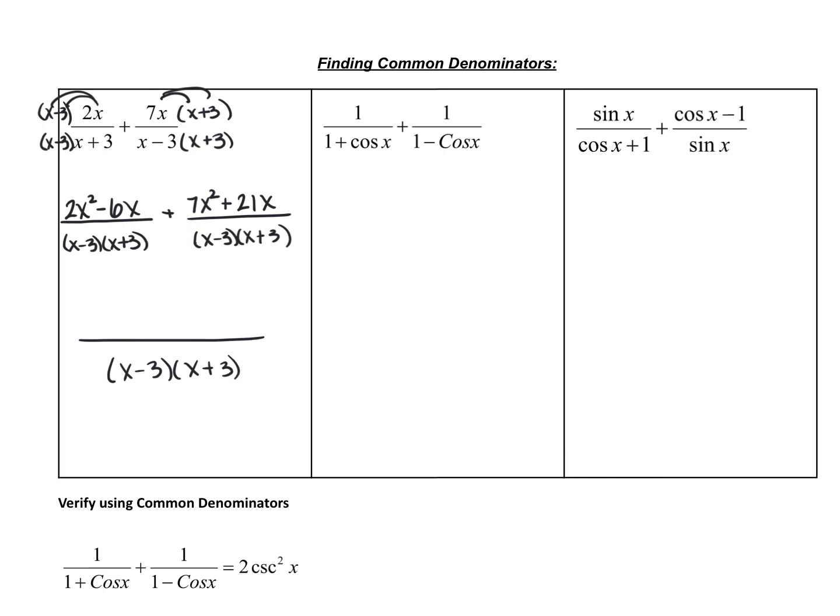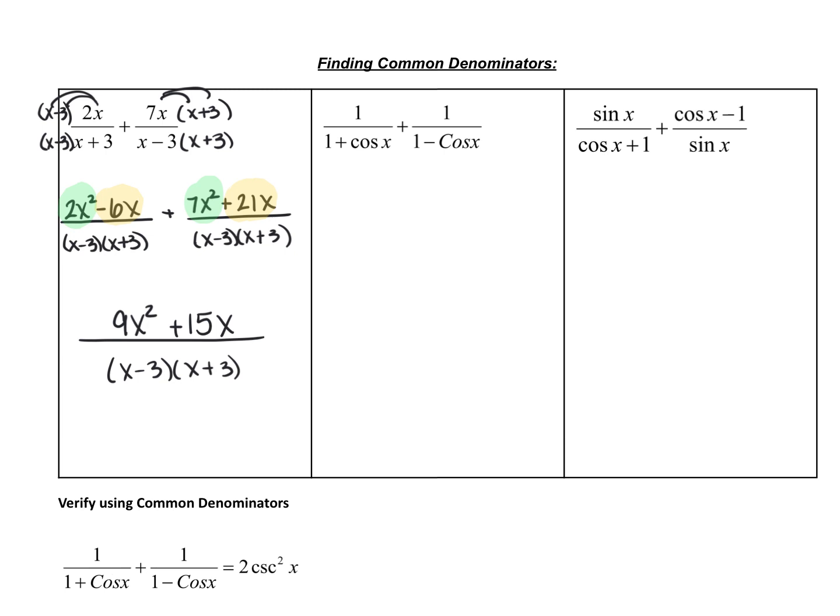So a couple of like terms here. I have my x squareds that I can add together. And I also have my x's that I can add together. So the green ones, 2x squared plus 7x squared is 9x squared. And negative 6x plus 21x is going to be positive 15x.